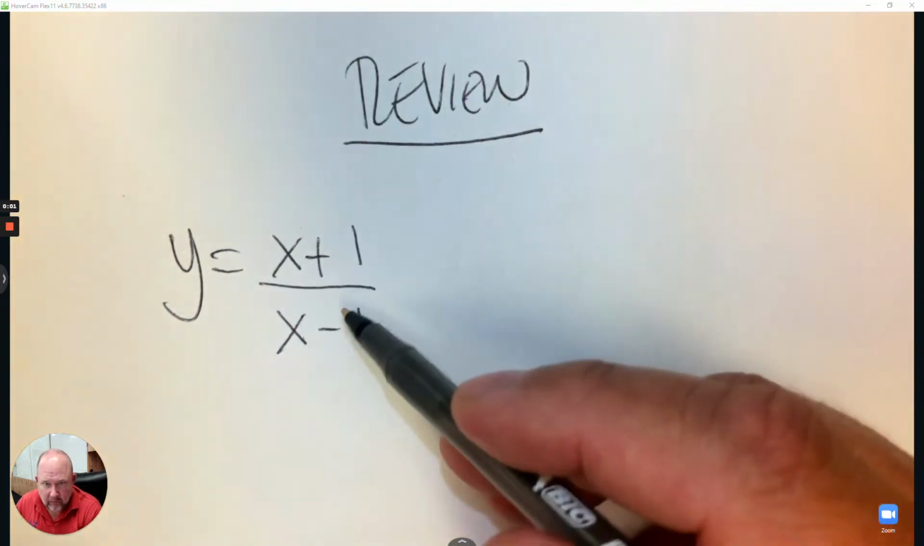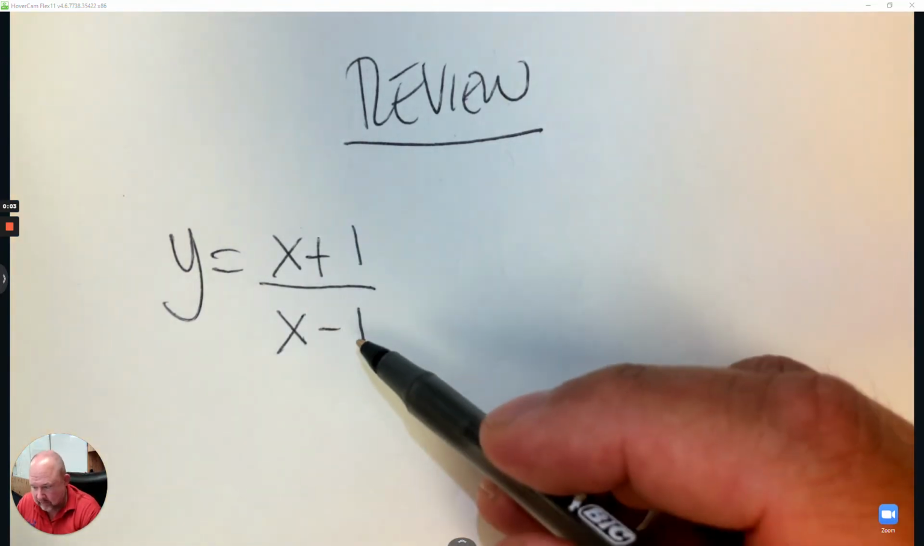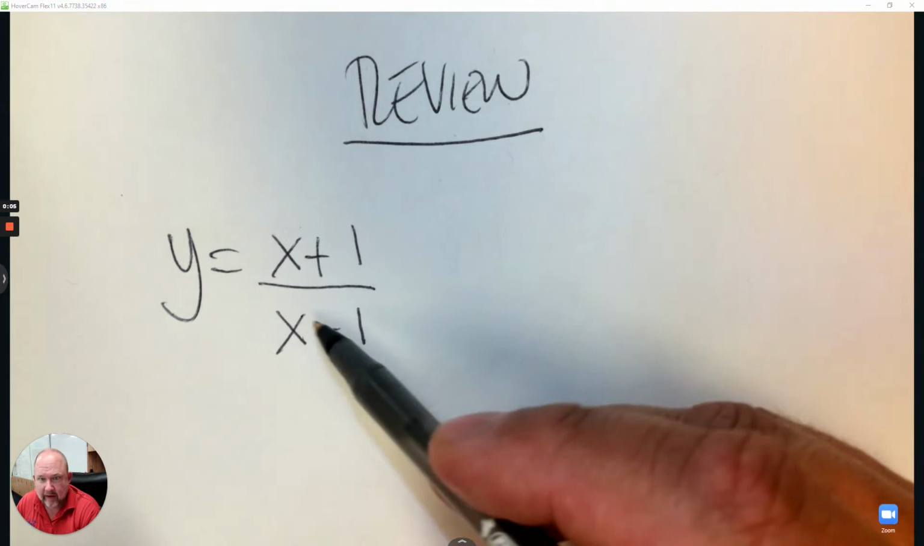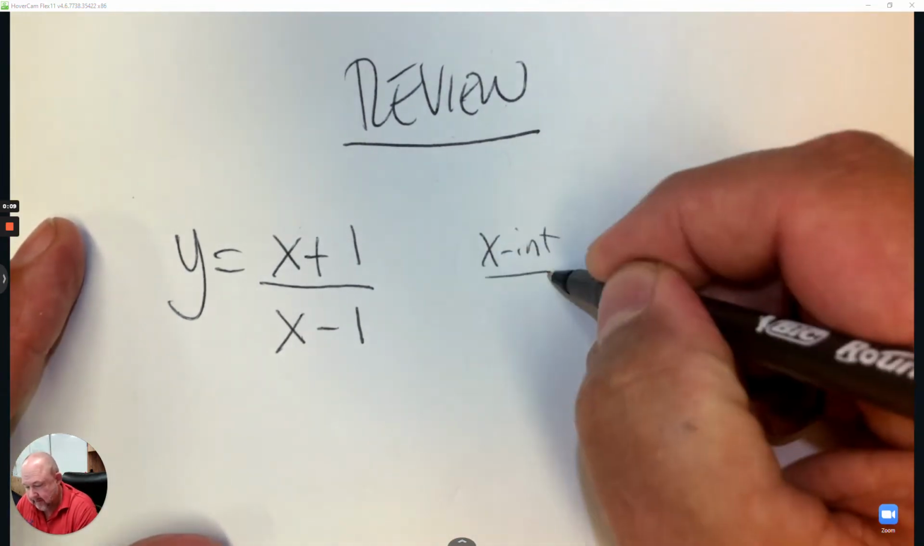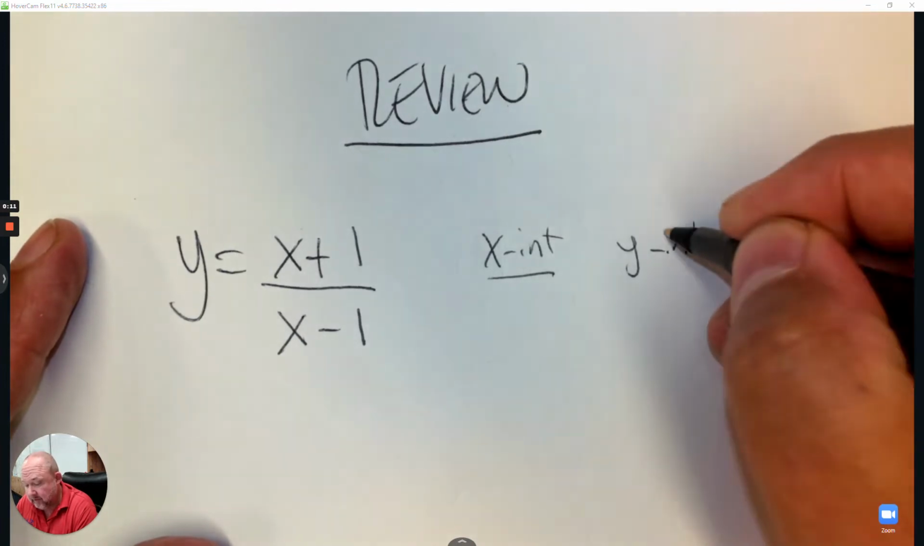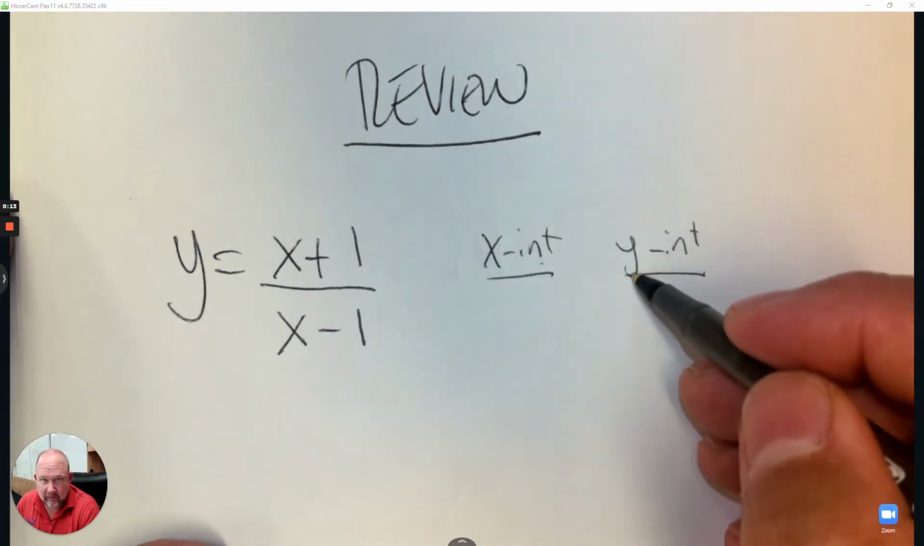All right, here's your review to graphing simple rational functions. So this is not factorable, and there are 5 things I want you to be able to find and then graph it. So first let's talk about the two intercepts, the x-intercept and the y-intercept.